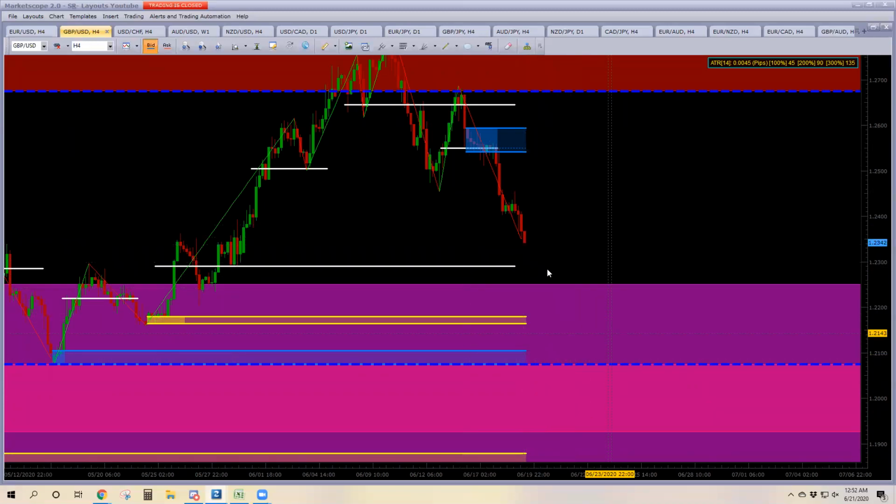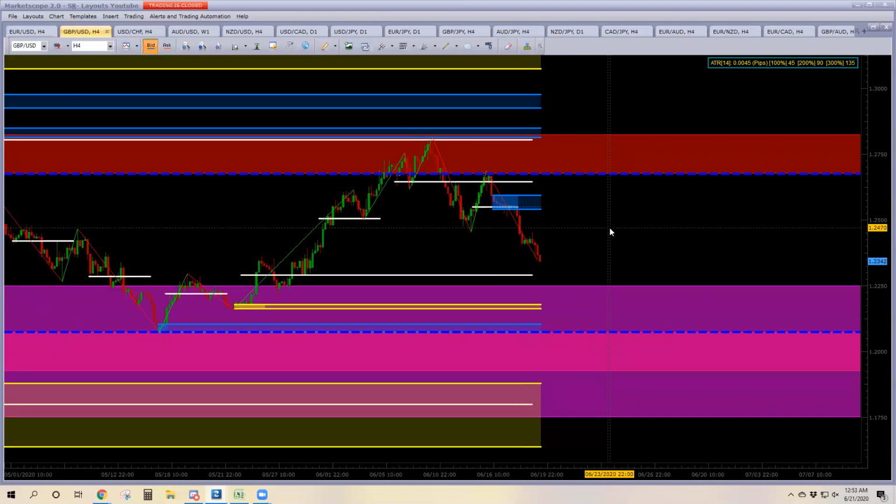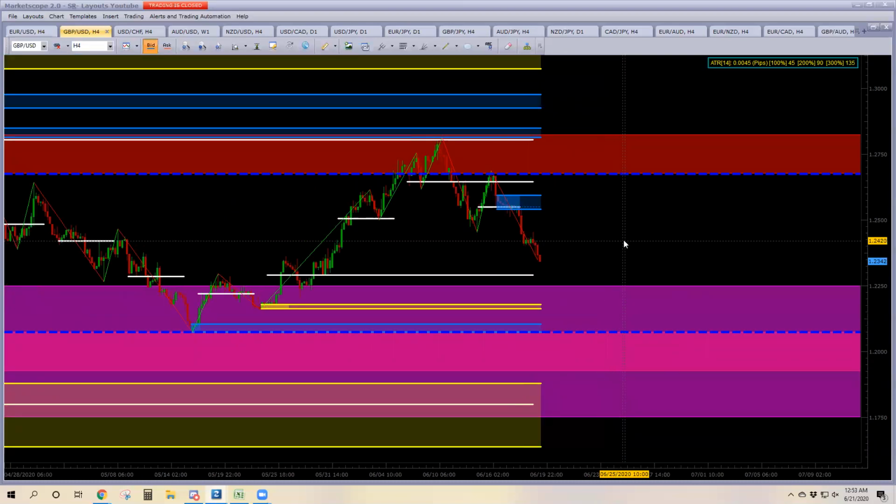But once again, just be careful. Once we start coming into these monthly, weekly zones, I tend to be really careful and just watch out. Just wait to see if we're going to get the bends.